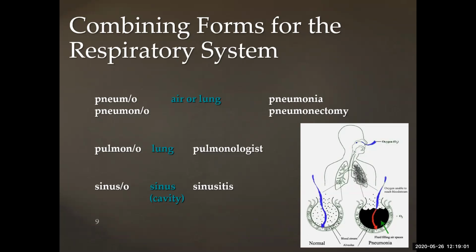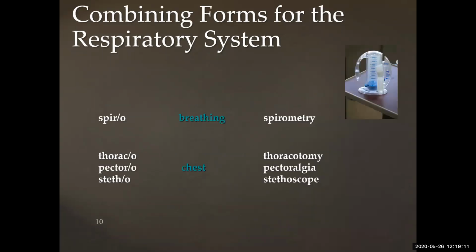Pneumonectomy is to actually remove a lung. Pulmono is also lung. So pulmonologist is the doctor that studies the respiratory system or the lungs. Sinuso is the sinus cavity, so sinusitis, inflammation of. Spirometry is breathing. So this is a measurement that we do to inhale and exhale. Take deep breaths in.